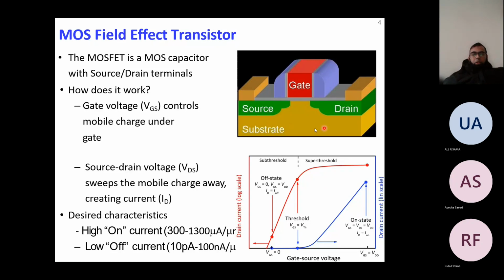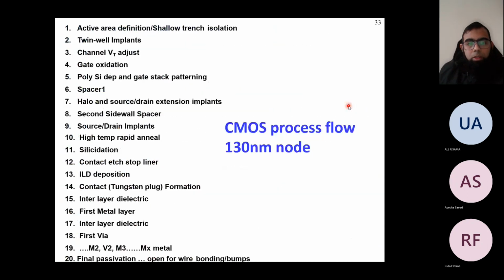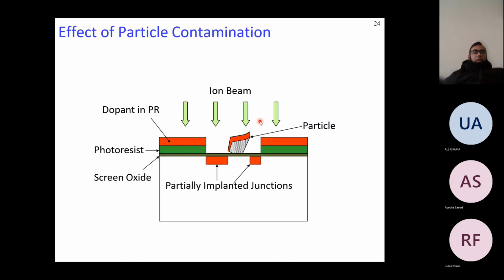Whereas if your substrate is intrinsic and you want to make an n channel transistor, you dope using phosphorus, an n type impurity. Then in that case it will be an n channel MOSFET. And if you want a p channel MOSFET, you dope using boron, so it will be p plus. That's how this doping is done using ion implantation. So if you have done your lithography process and any particle sits there, it will be disastrous, right? So that's why we need a clean room.